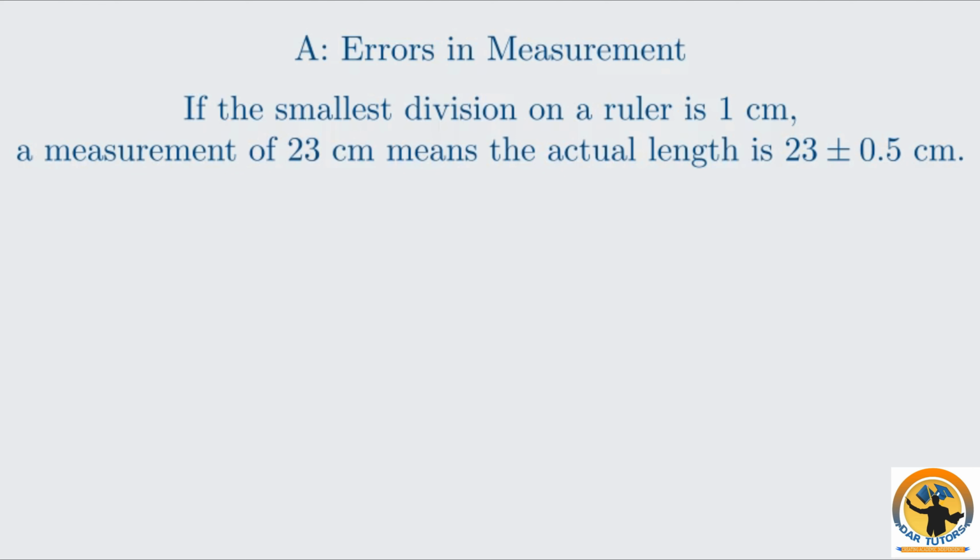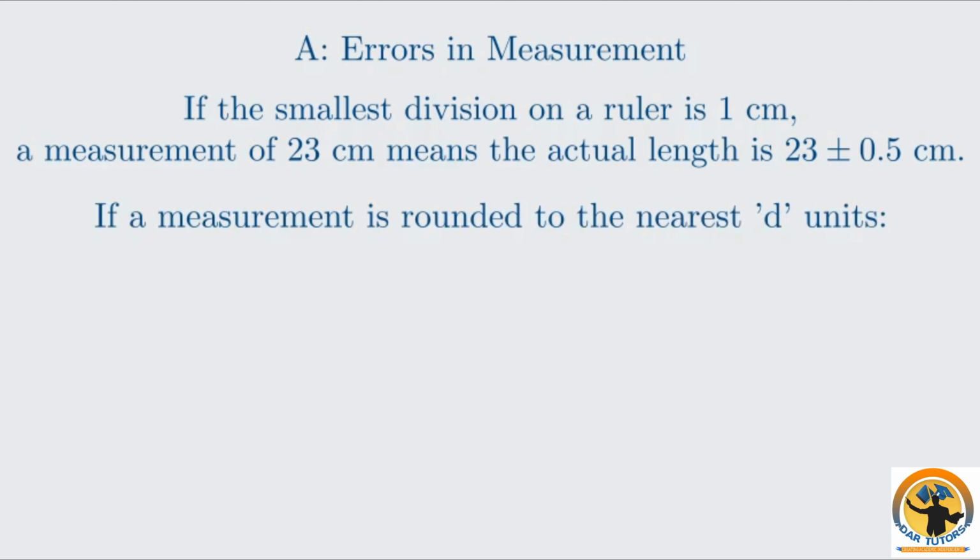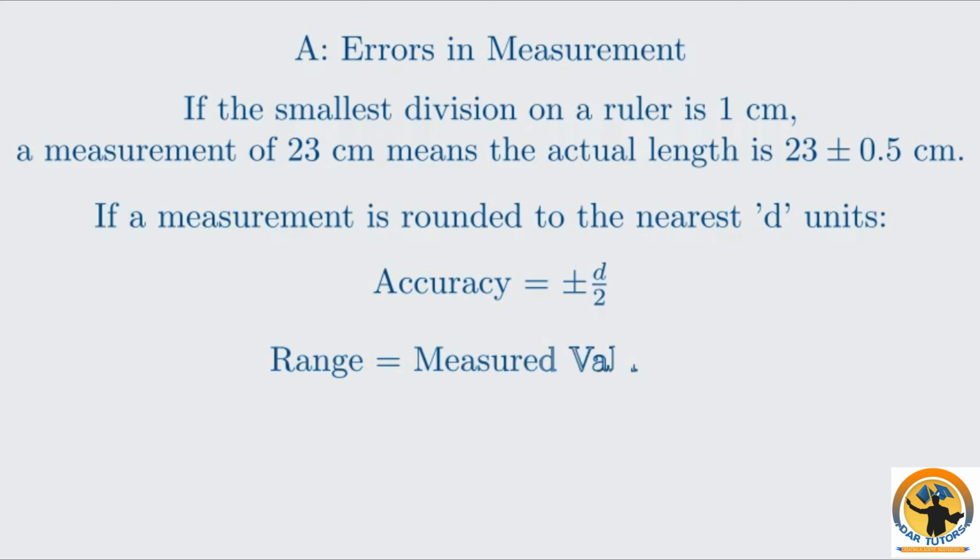This is a fundamental rule. In general, the precision of a measurement, often called the absolute error or maximum possible error, is half of the smallest unit on the measuring device. So if your measurement was rounded to the nearest d units, the maximum possible error is d divided by 2. This creates an interval around your measured value. The lower bound is the measured value minus this error, and the upper bound is the measured value plus this error. It's important to note that the endpoints of this interval are not included.